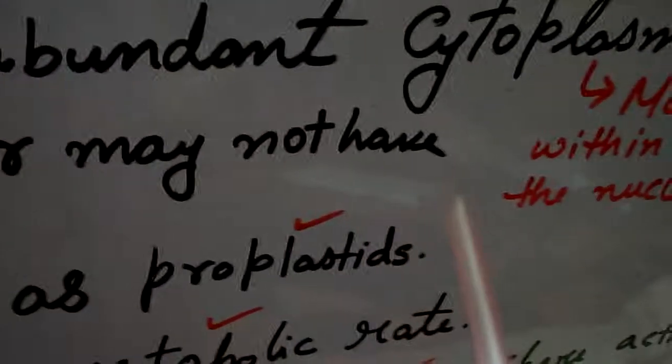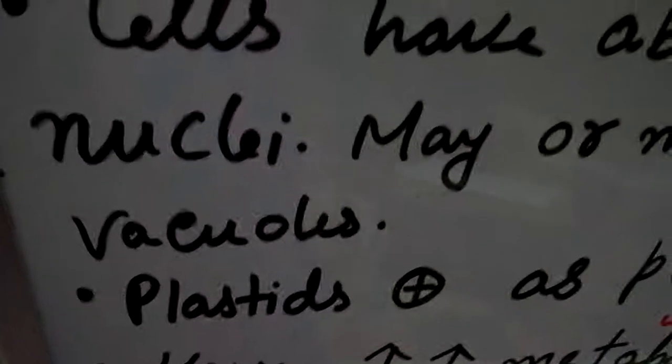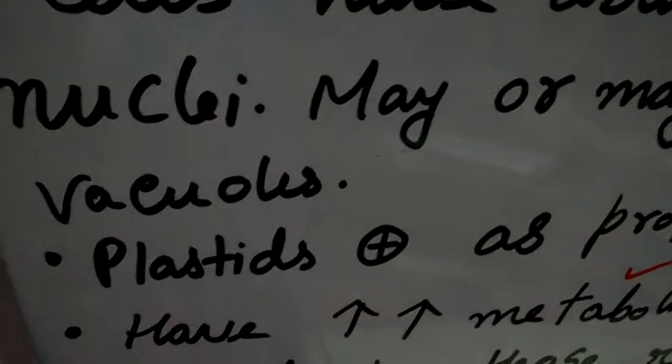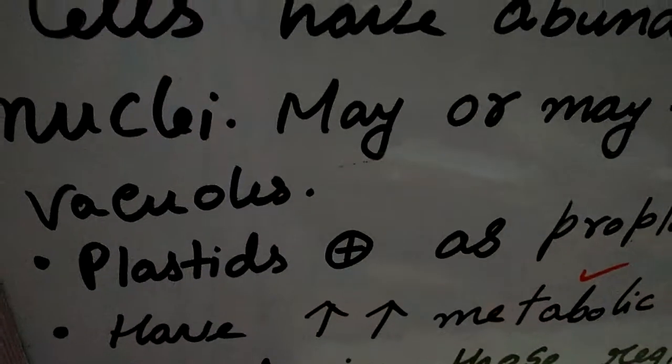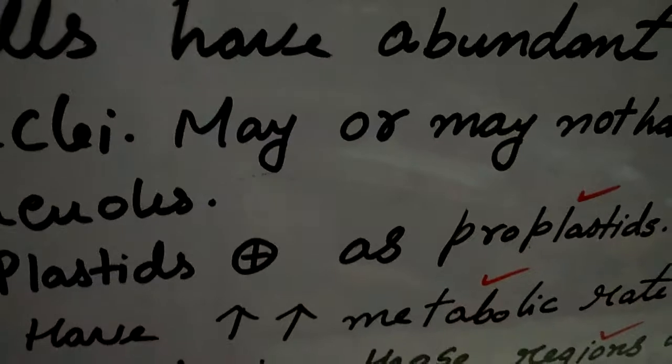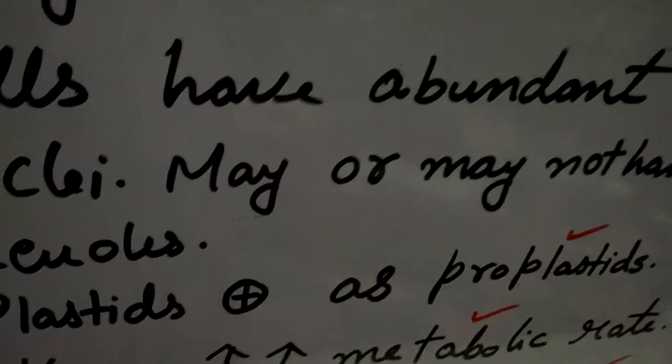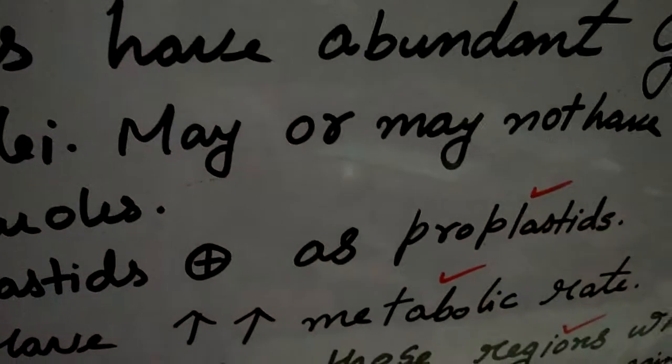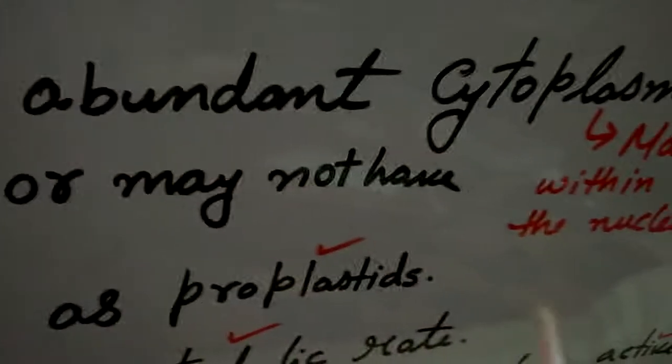May or may not have vacuoles. A vacuole is a very important part of every plant cell. As we are discussing plant cells, this type of tissue, that is meristematic tissue, may or may not have vacuoles. So it is not necessary to have vacuoles.